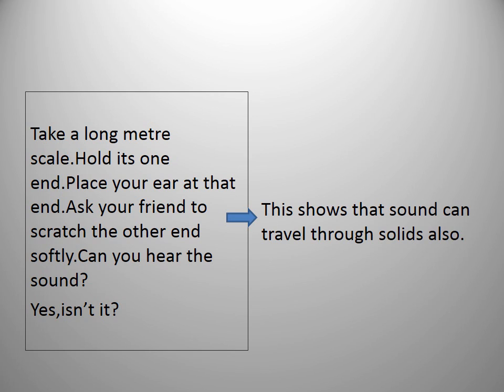Let us consider another experiment. Take a long meter scale. Hold its one end. Place your ear at that end. Then ask your friend to scratch the other end softly. Can you hear the sound? Yes, you can hear the sound. So, this shows that sound can travel through solids also. Because if the friend scratches the other end of the scale, you can very softly hear the sound at this end, which means the sound travels through the scale, or that it can travel through solids.